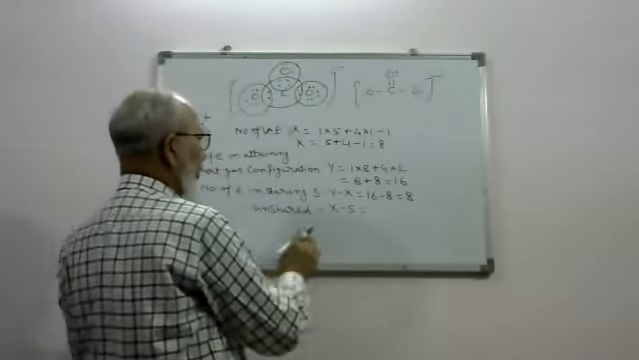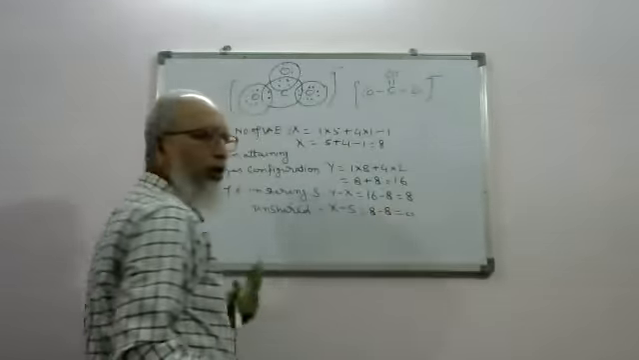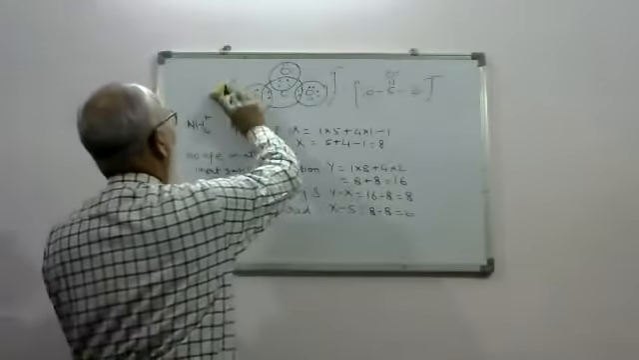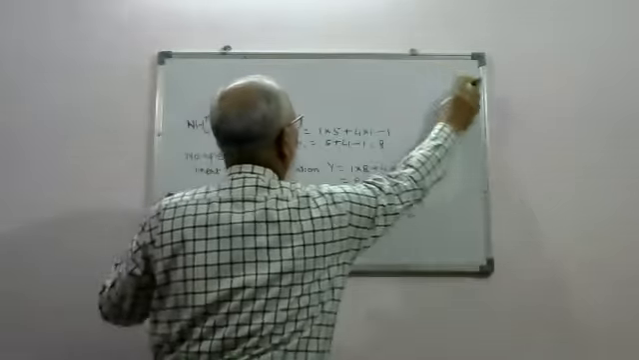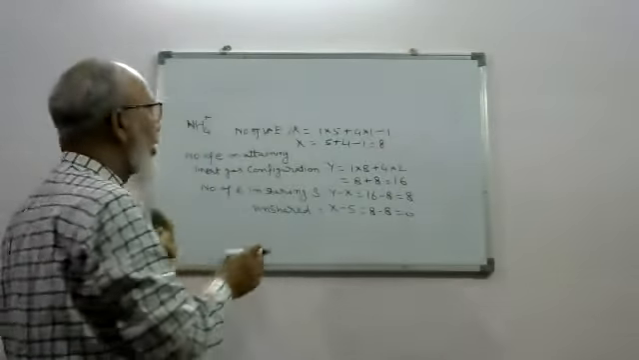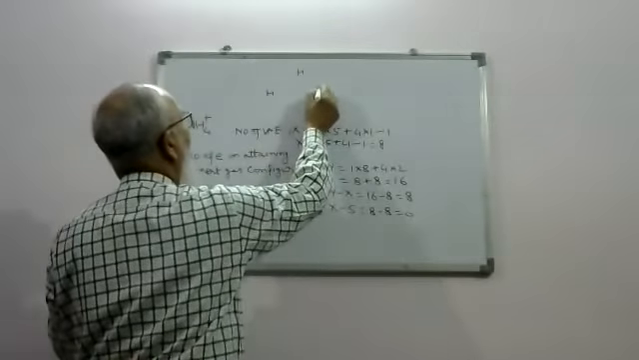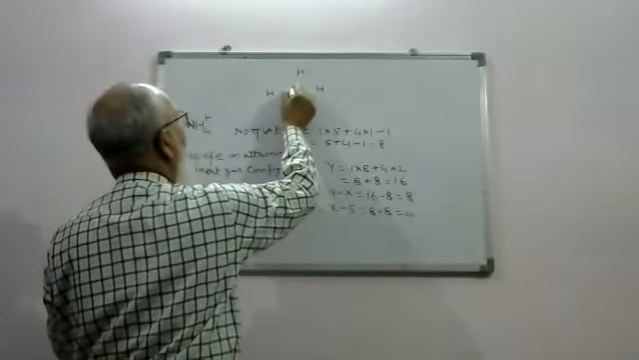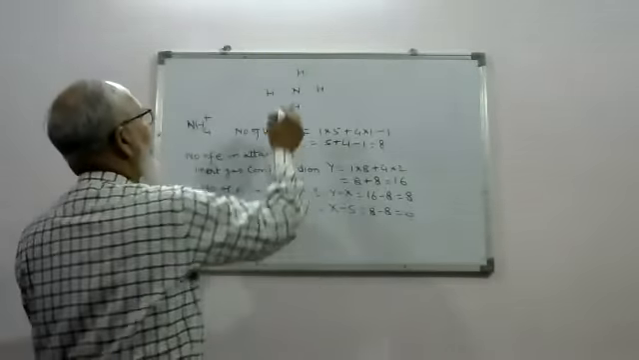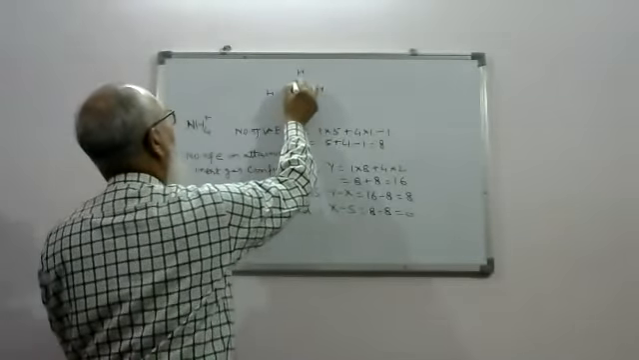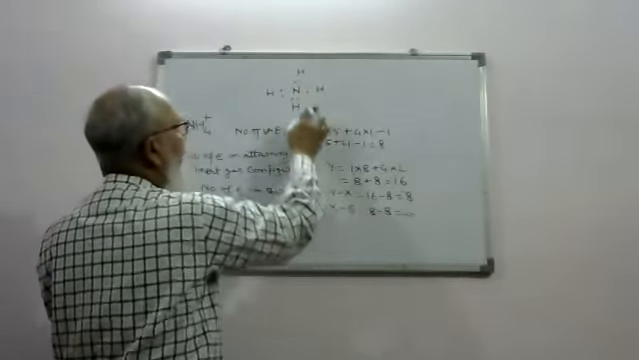Number of unshared, X minus S, is equal to 8 minus 8, which is equal to 0. So there is no lone pair of electrons. Now let us draw the Lewis-Dot structure. First we shall draw the skeleton. Hydrogen will be at the corner, as I have told you that in case of a compound containing hydrogen or fluorine, these should be placed at the corner. 2 electrons, 2 electrons, 2 electrons, 2 electrons. That is, total number of electrons shared are 8.